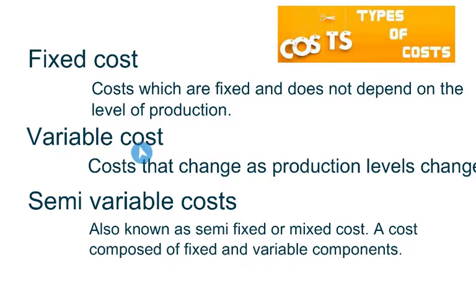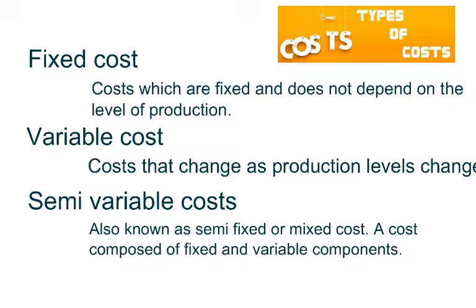Then a variable cost, it's a cost that changes as production levels change. So if we look at the pancakes, the ingredients will definitely change. If we make 10 pancakes, we will need 1 cup of flour. If we make 20 pancakes, we will need 2 cups of flour. So the variable costs are the costs that change as your production levels change.